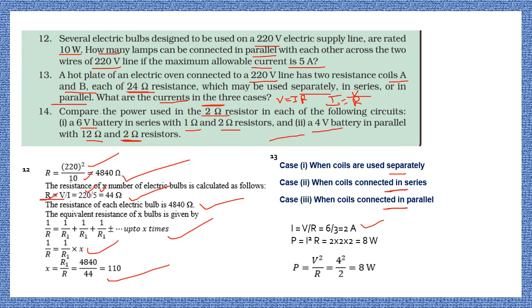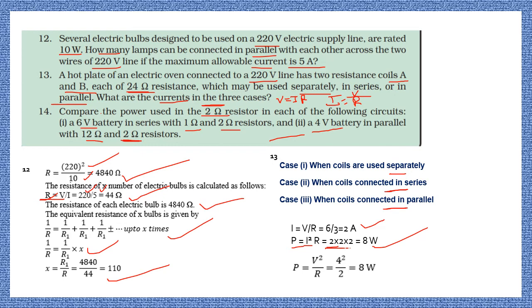Now the same current will flow to both the resistors. Now I can find out the value of P. P is equal to I square into R. So I square into R is equal to 8 watt.